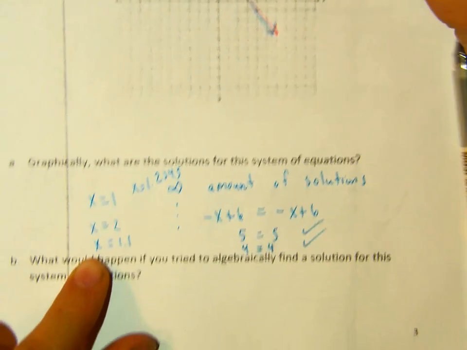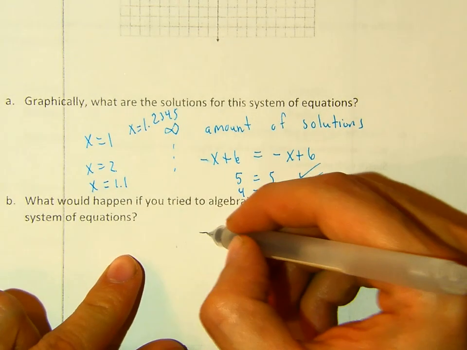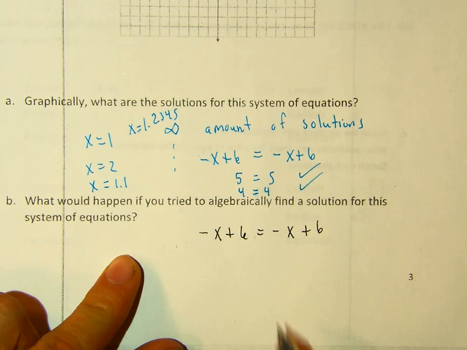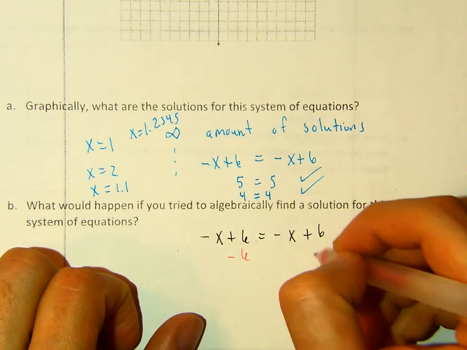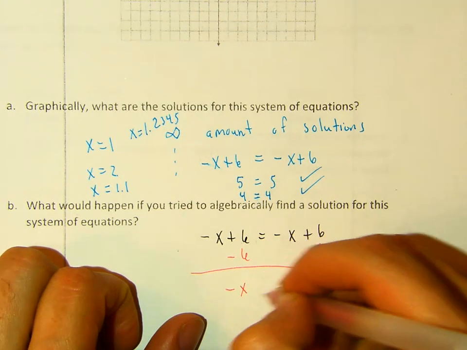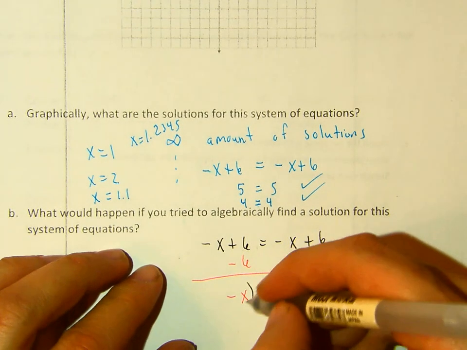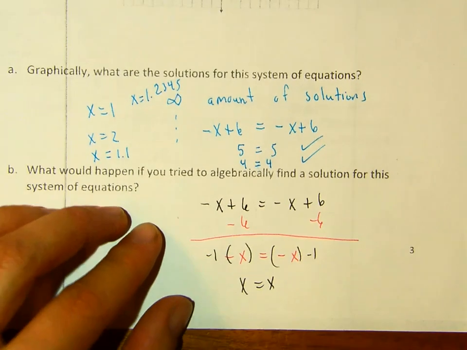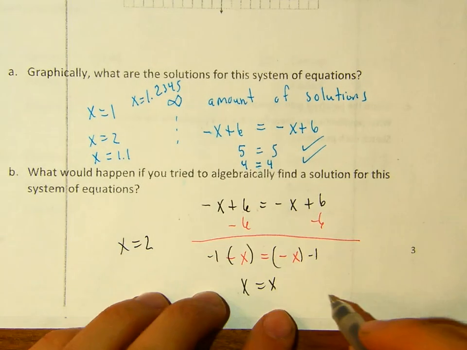And let's see, what would it look like if I tried to solve it, right? Like, let's say if I tried to solve the equation. Well, negative x plus 6 equals negative x plus 6. Let's say if I try and get x by itself, right? So negative 6, negative 6. So negative x equals negative x. And then let's say if I multiply both sides by negative 1, then you just have x equals x. So, like, if I say x equals 2, 2 equals 2.